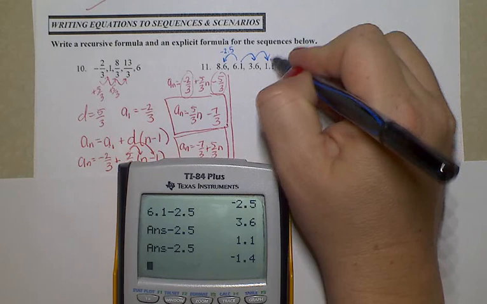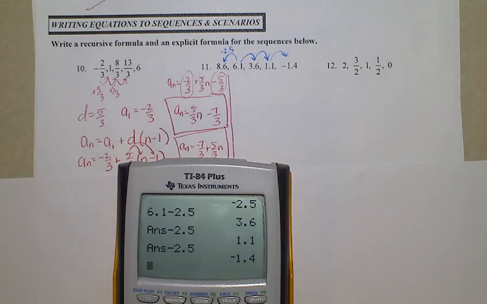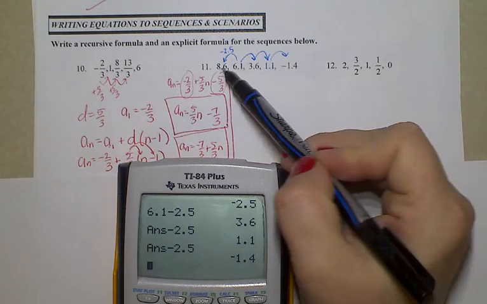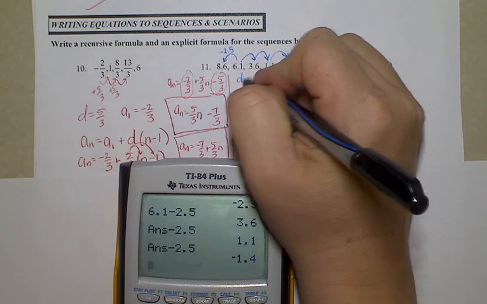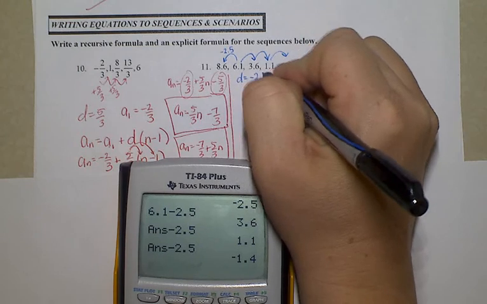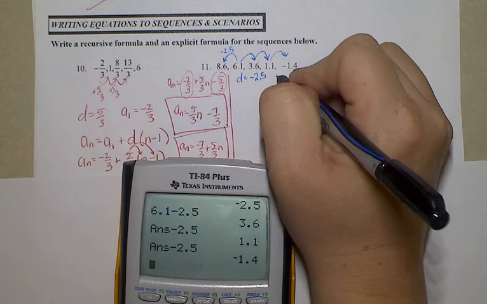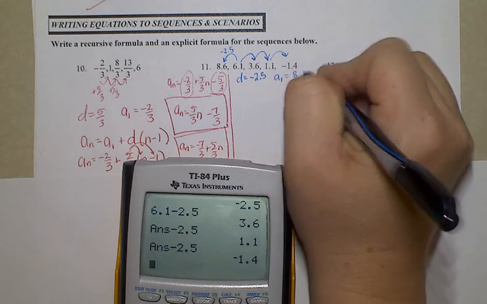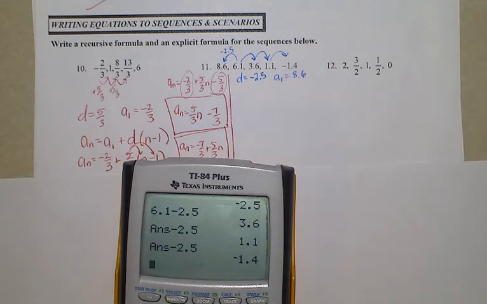Okay, so how do I move from left to right? From left to right, the common difference is subtracting 2.5. The first number in the sequence is 8.6. With your partner, you have 30 seconds to come up with an equation, an arithmetic equation, that models this sequence. Go ahead, I'll do the same.